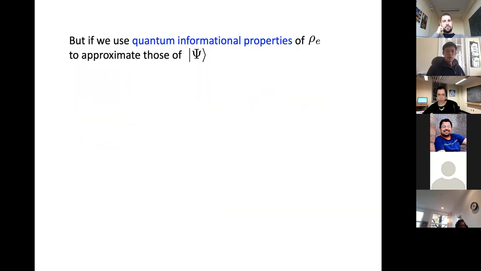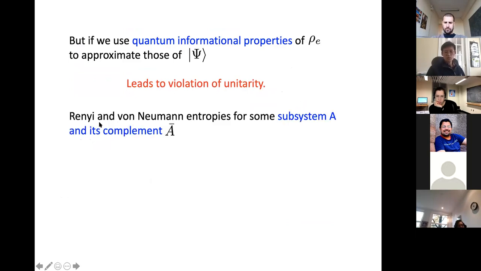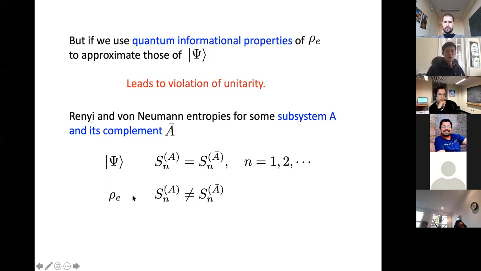But if we use quantum informational properties of rho_E to approximate those of psi, then we immediately see a violation of unitarity. Let's consider the Renyi and the von Neumann entropies for some subsystem A and its complement A bar. From unitarity, if you are in the pure state, then S_A should equal S_A bar. Here n is the Renyi index, so you should interpret n equal to 1 as the von Neumann entropy. But if you are in the density operator, then this equality is not satisfied, not even approximately.